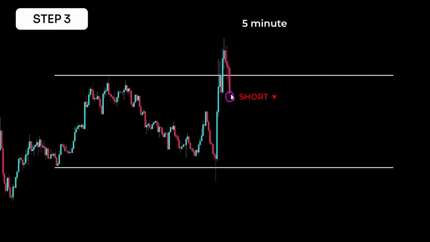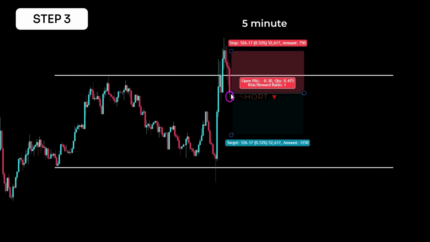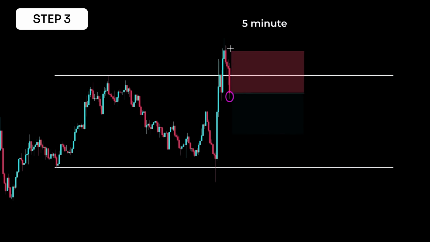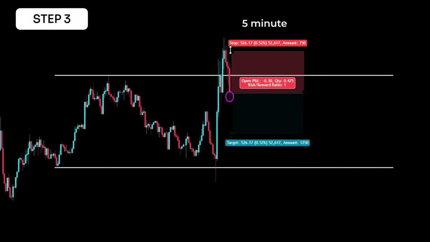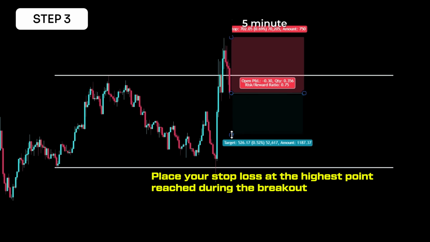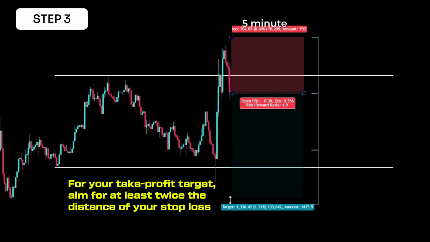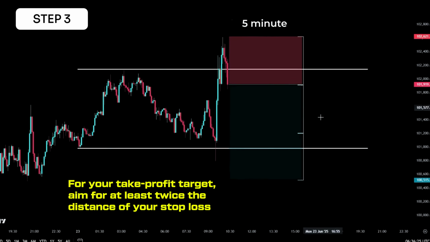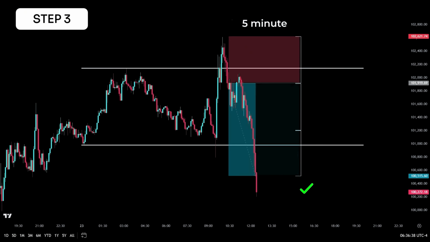In this example, price first broke above the range high before closing back inside. That gives us a short selling opportunity because buyers failed to hold the breakout. Place your stop loss at the highest point reached during the breakout. For your take profit target, aim for at least twice the distance of your stop loss, giving you a minimum risk to reward ratio of 1 to 2.